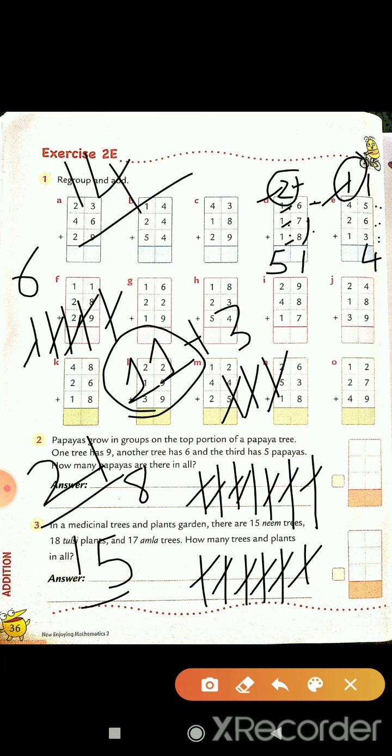What is at the place of tens? 1, 4, 2 and 1. So 1, 1, 2, 3, 4, then 1, 2 and then 1. Count them together. 1, 2, 3, 4, 5, 6, 7, 8. So we will write here 8 and our answer is 84. Got it, students?